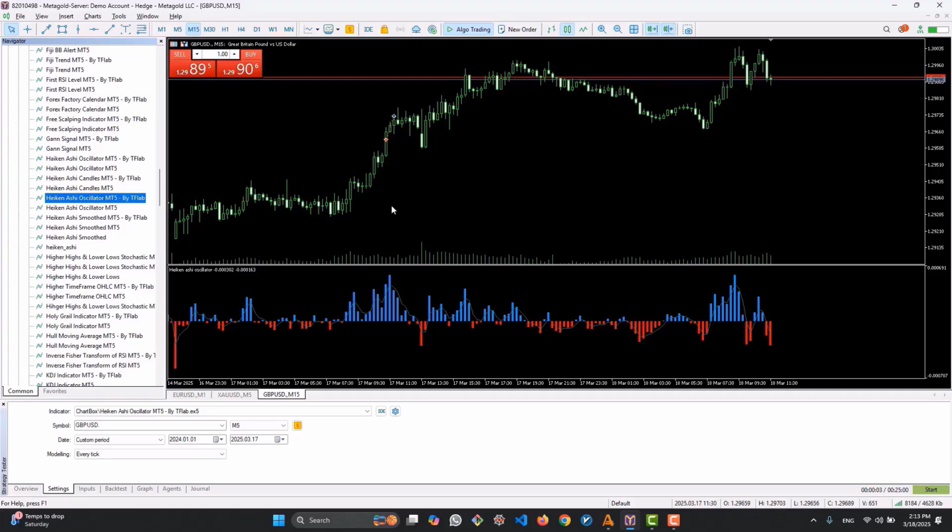Using the same Heiken Ashi indicator, it designs an oscillator in such a way that when the Heiken Ashi candles are bullish, we have histograms with positive sizes.